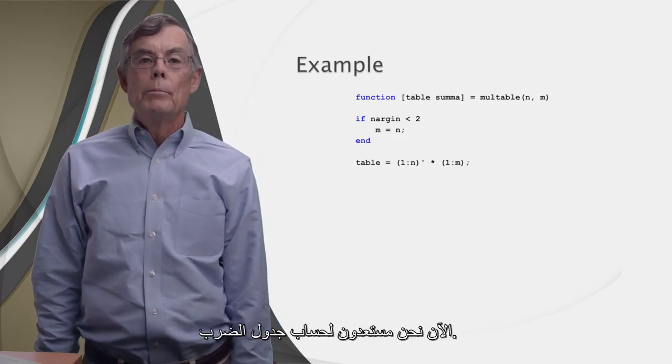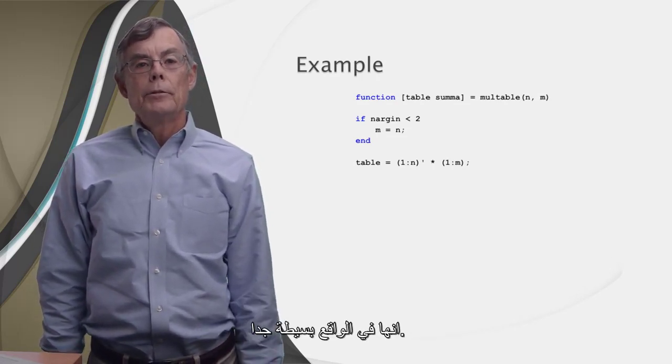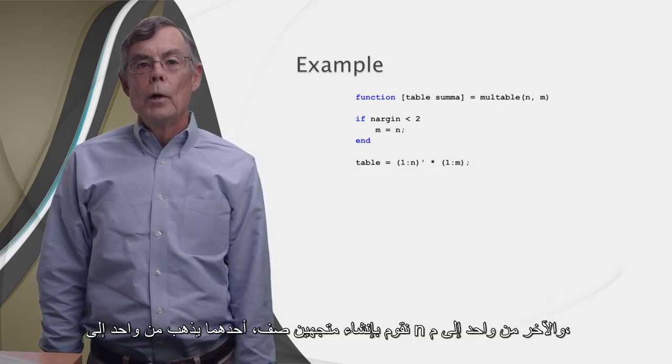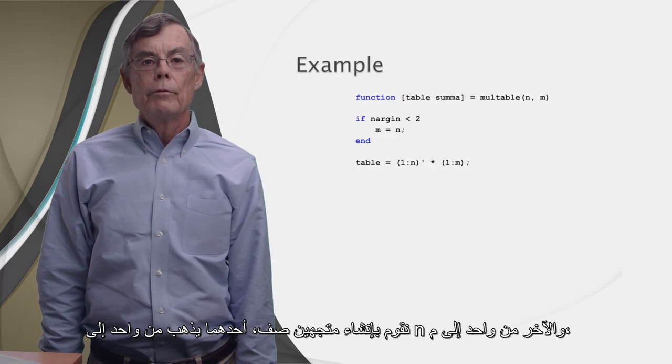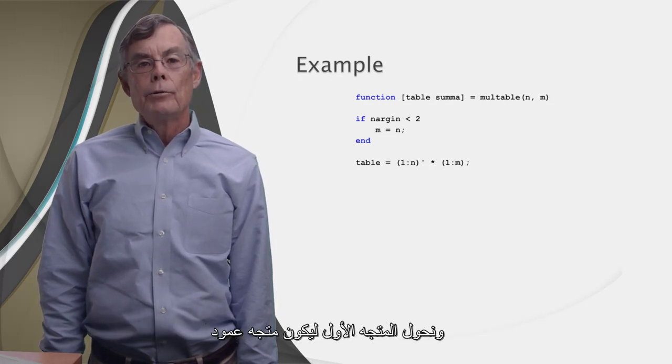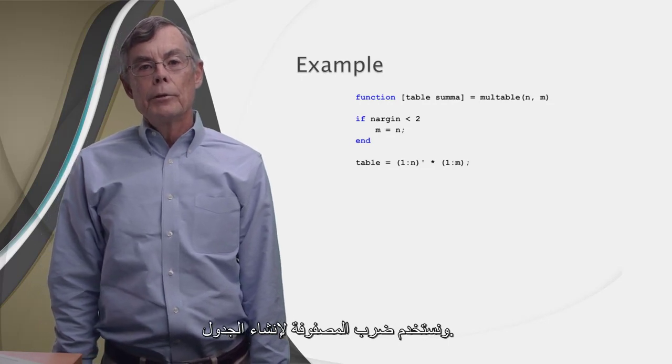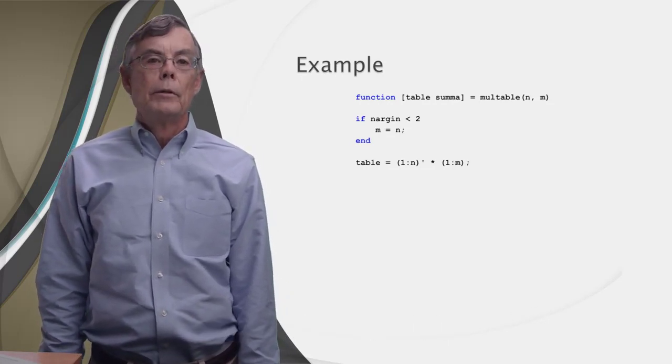Now we're ready to compute the multiplication table. It's actually pretty simple. We create 2 row vectors, one going from 1 to n and the other from 1 to m. We transpose the first vector to be a column vector and use matrix multiplication to create the table.